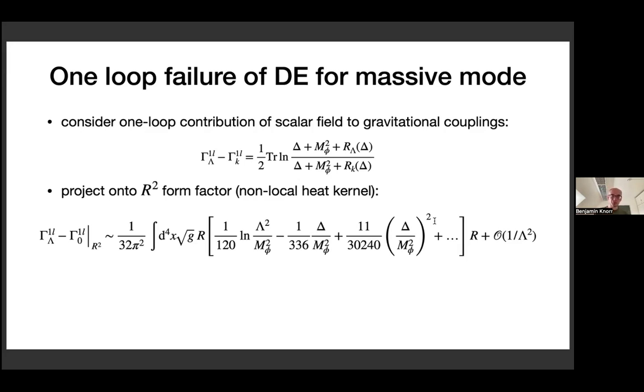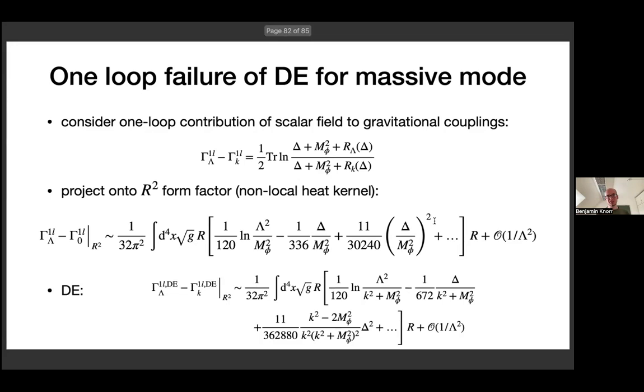Now you do it the other way around. You first expand in p² and then take the k to 0 limit, and you run into trouble. So you get the logarithm right, okay, but already at the p² over m² level, you get the wrong number. It's 672 and not 336. And then at a higher order, you get a 1 over k² divergence. So even in this rather simple case, you run into technical trouble if you do a derivative expansion.